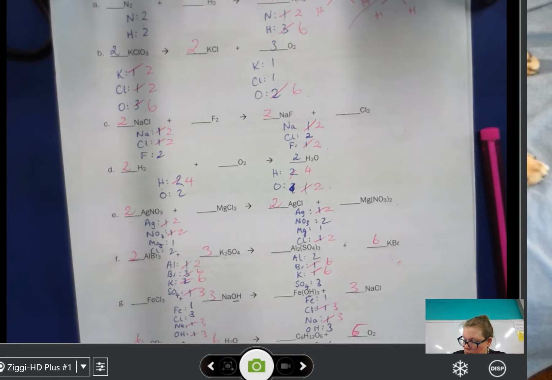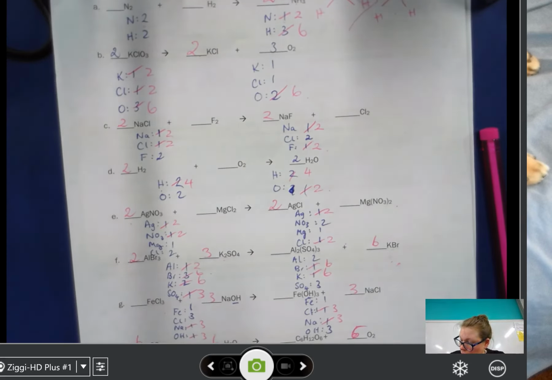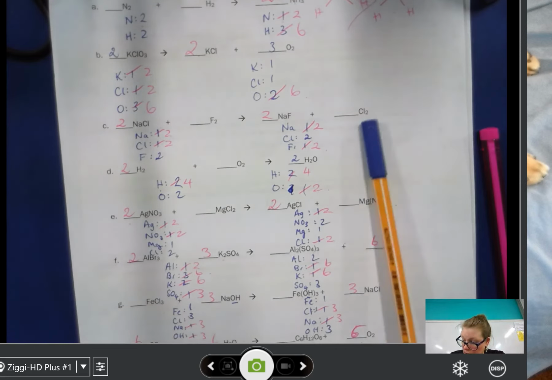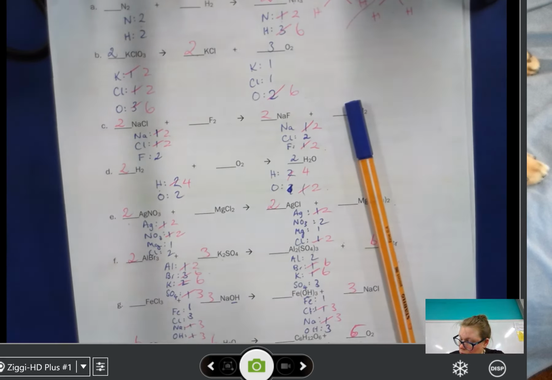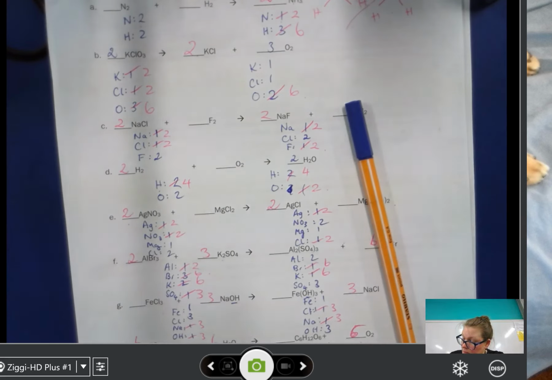I've got 6 carbons, 14 hydrogens and 2 oxygens. I have 1 carbon, 2 hydrogens and 3 oxygens. Start with your carbon. So I'm going to put a 6 in front of that, which changes that to 6. 12 plus 1 is 13. I'm going to balance my hydrogens next, so to get 14 I have to do 7, so that is 7 is 14, 7 oxygens plus 12 is 19.